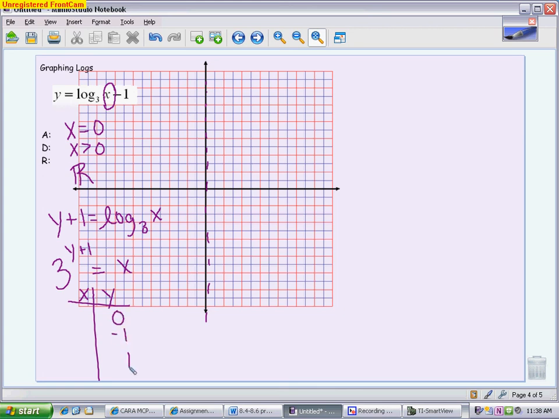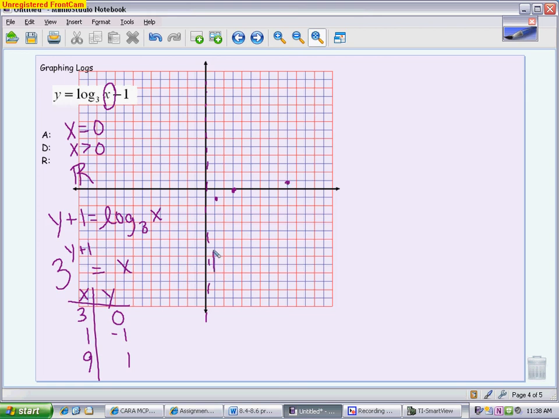If I put 0 in for y, I get 3 to the first, which is 3. If I put negative 1 in for y, I get 3 to the 0, which is 1. And if I put 1 in for y, I get 3 to the second, which is 9. So I'm going to graph these points on my graph. 3, 0, 1, negative 1, and 9.